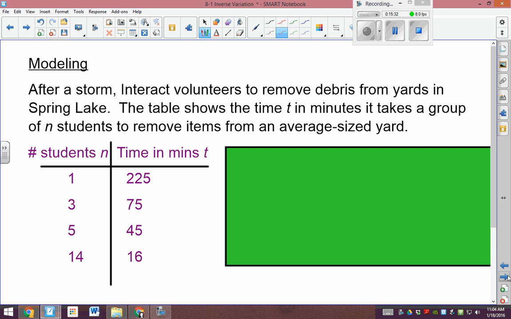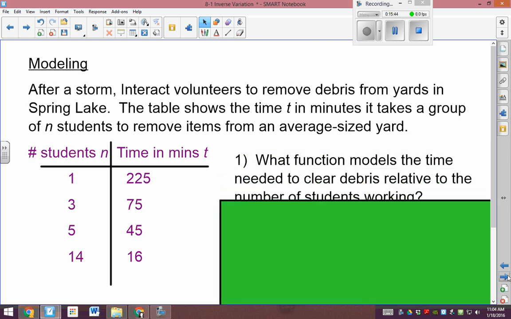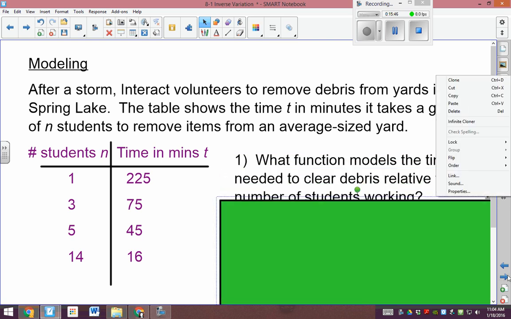After a storm, Interact volunteers remove debris from the yards. The table shows the time t in minutes it takes a group of n students to remove debris from an average size yard. So all of the data is for an average sized yard.